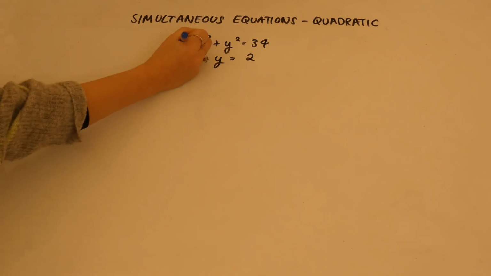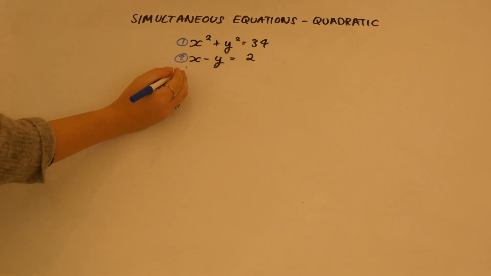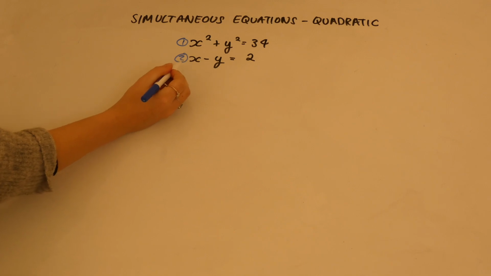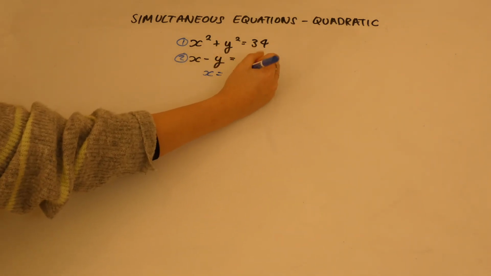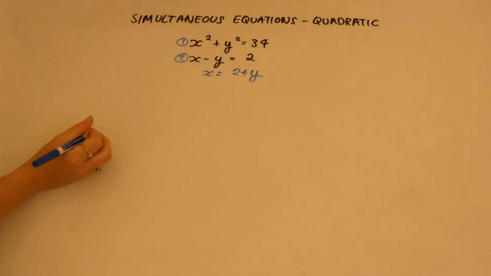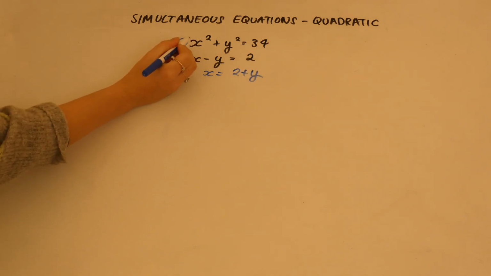So let's just label our equations 1 and 2. And if you look at equation 2, it's linear. So this means we can rearrange this to find a value of x. So we can write x as 2 plus y. All we then need to do is input this value of x into equation 1.